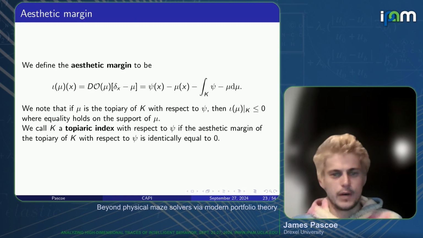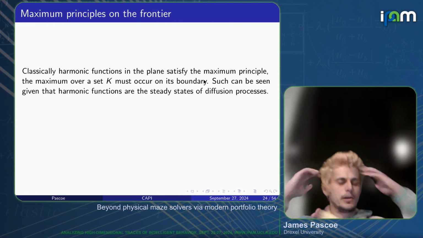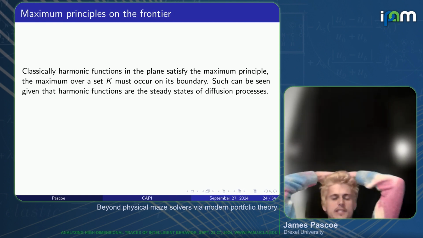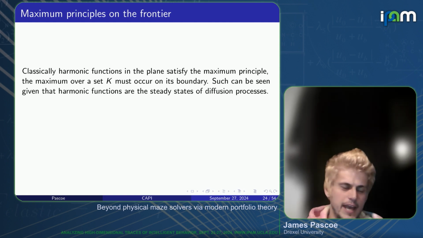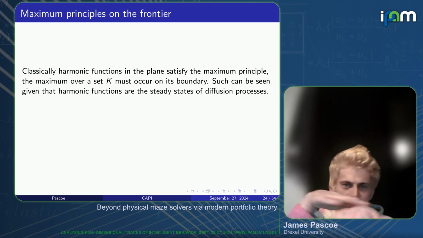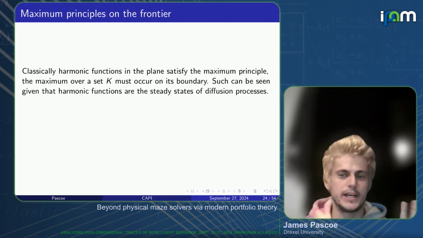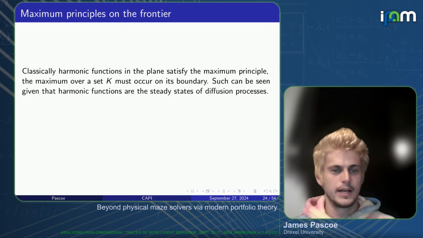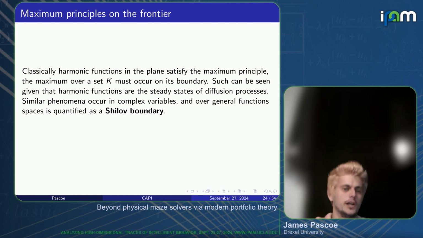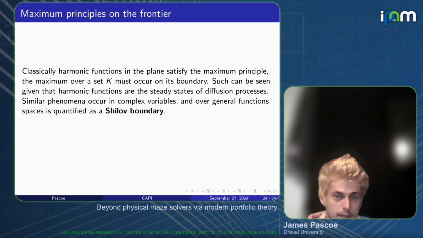So we have this marginal, but the key is that there's also this: if we talk about harmonic functions, those are supposed to be the steady states of heat distributions. So if I had a point in the middle of a hot plate, and it was hot at the middle, that heat would have to diffuse, so I couldn't have been in a steady state. This means that the maximum for heat distributions needs to occur on the boundary. And similar phenomena occur in complex variables and over general functions, which is quantified as the Shilov boundary.